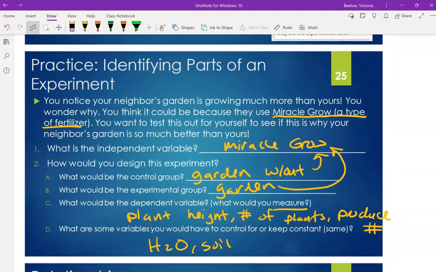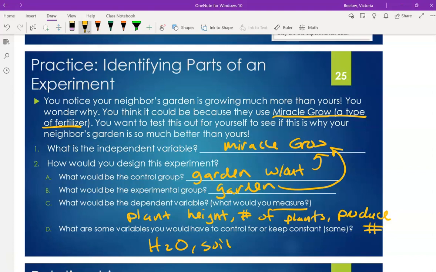I'm just continuing from where I left off. So, again, in this problem here, you noticed your neighbor's garden was way better than yours, and you questioned why. So, your observation and then your question. And so, your hypothesis is if I use Miracle-Gro, then my garden will produce more produce, grow taller plants, etc.